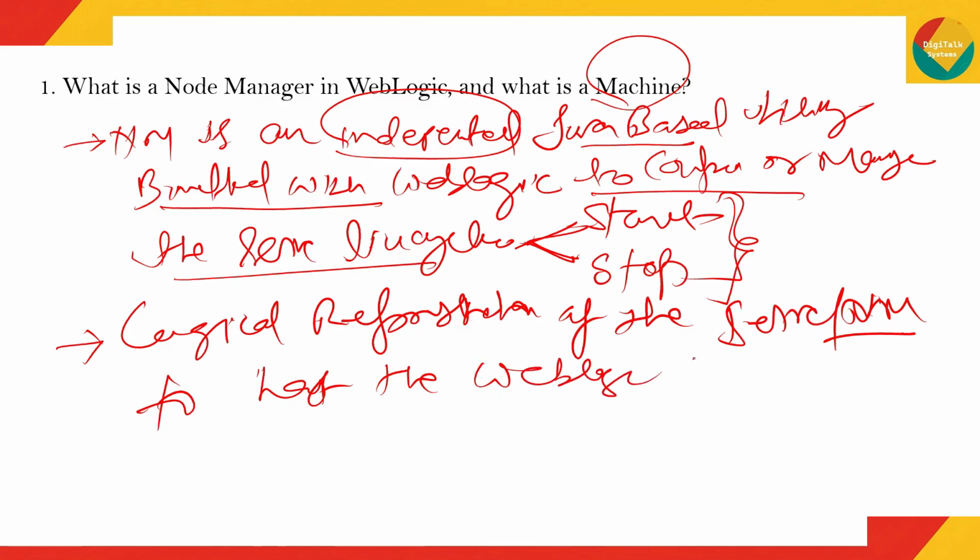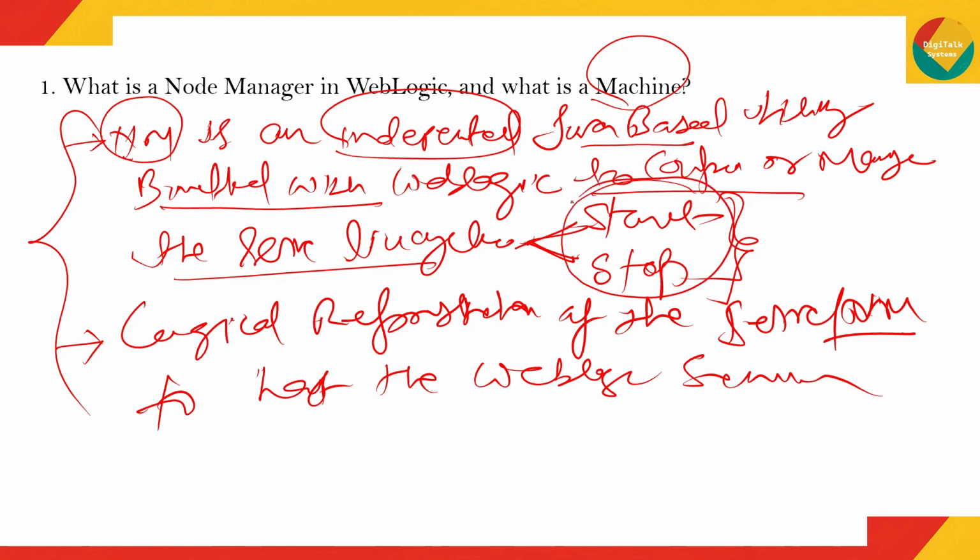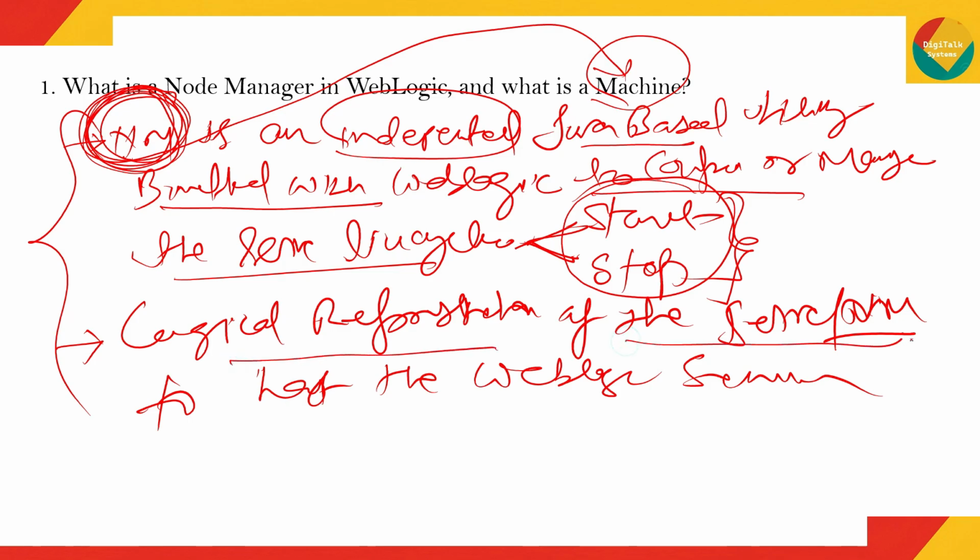to host the WebLogic server. So that means whenever we configure the domain, in that domain we configure the node manager for the management of life cycle of the managed server. For example, you are going to start the managed servers, you are going to stop the managed servers. So for that we configure the node manager. And for this node manager we have to create a corresponding machine. A machine is a logical representation of the virtual machine or a server that holds the WebLogic server.